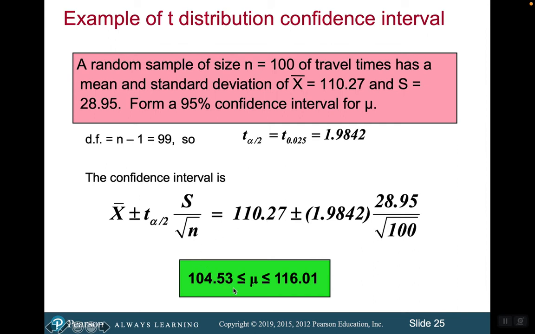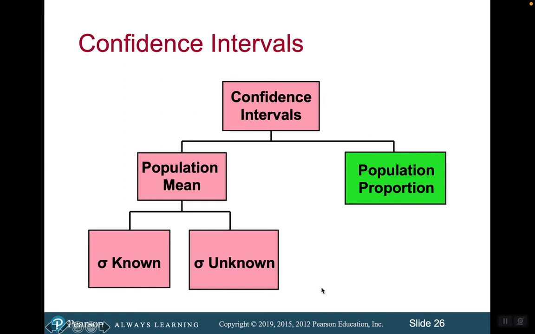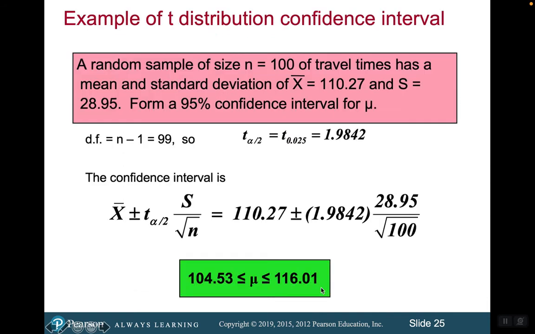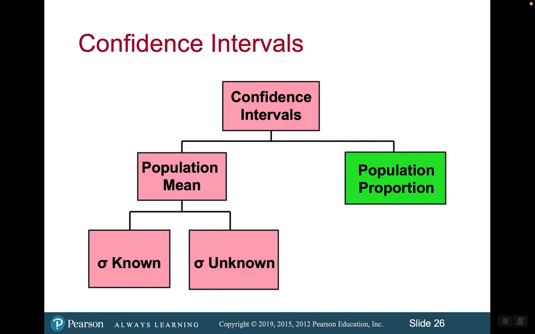which gives us the range between 104. The mean is going to lie, for 95% of the distributions we evaluate or create, between 104.53 and 116.01. So that's the population mean. That's basically our evaluation of getting the population mean by taking samples.